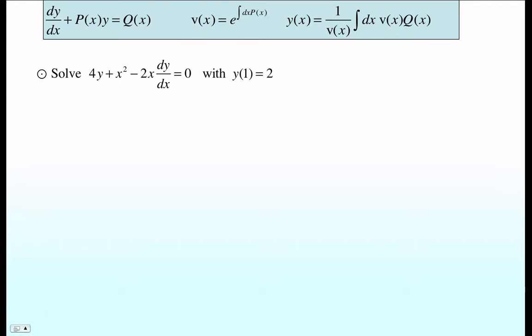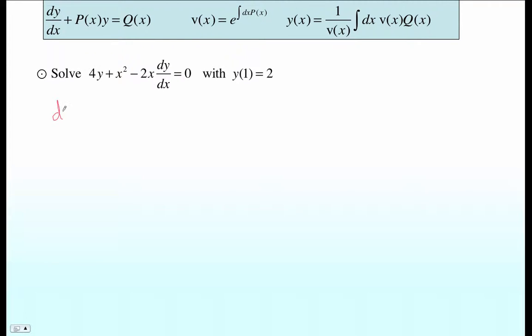We'll now solve a number of examples using the formula that we derived for the integrating factor. First, consider this linear differential equation. It's linear because the maximum power of y is 1, and we've been given an initial condition as well. Let's first divide by minus 2x to put this into the standard form that we have over here.